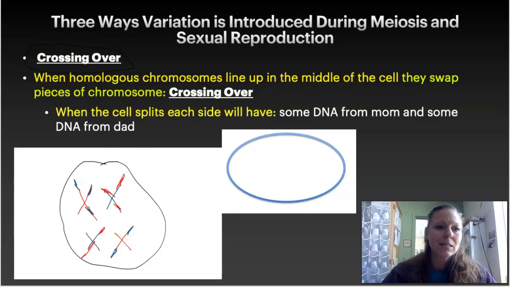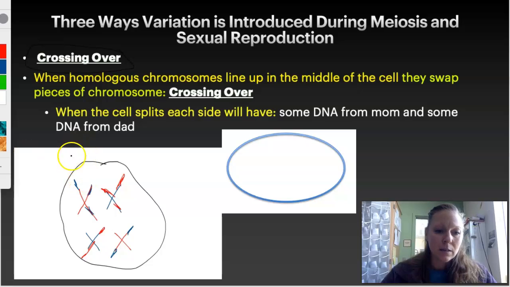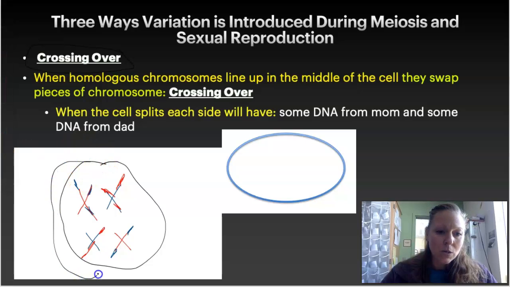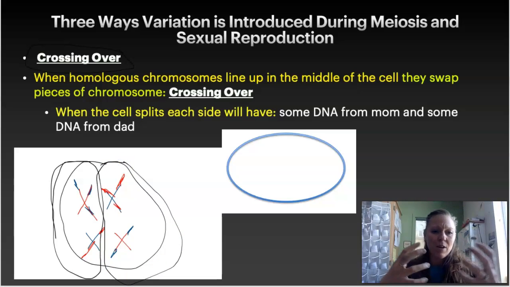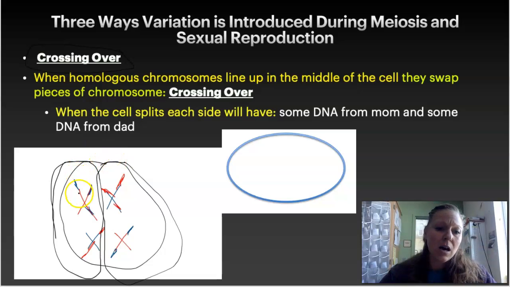So when this cell divides, not only do we have some DNA from mom and some DNA from dad because they assorted independently, but we have recombined DNA, meaning that some of the genes are swapped over. So this is even more variation. This is brand new traits that have never come about before. And so this is going to help to create variation in a population. So I hope this helps, and I will talk to you guys soon.